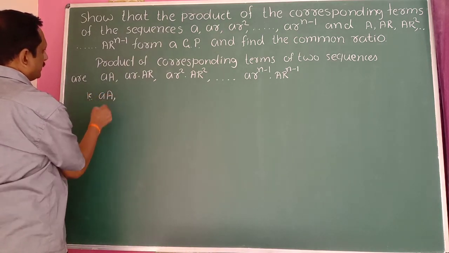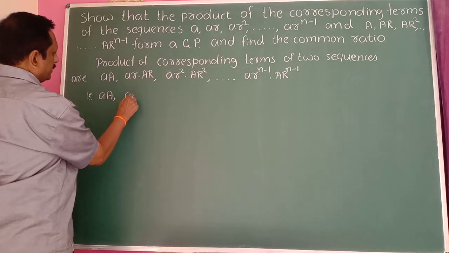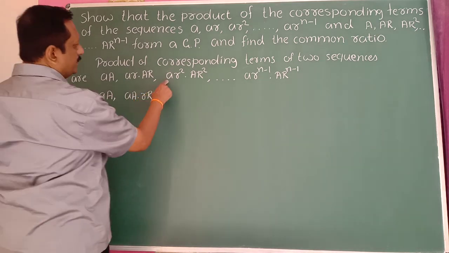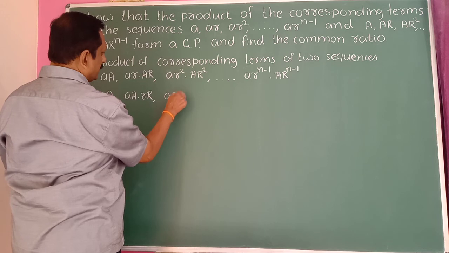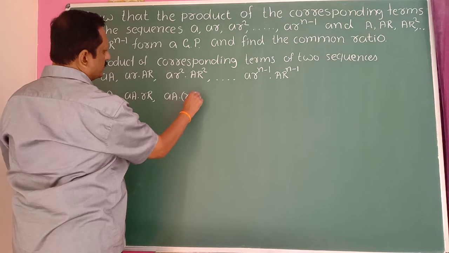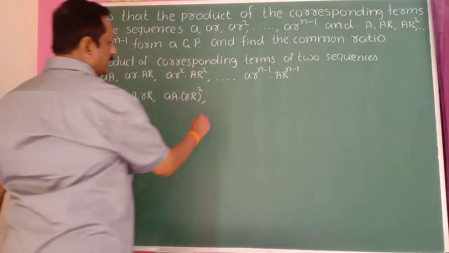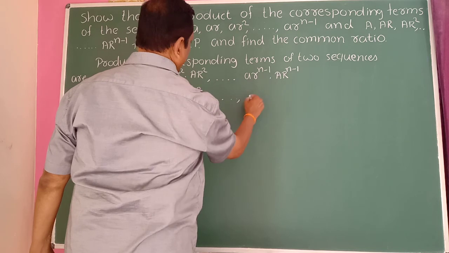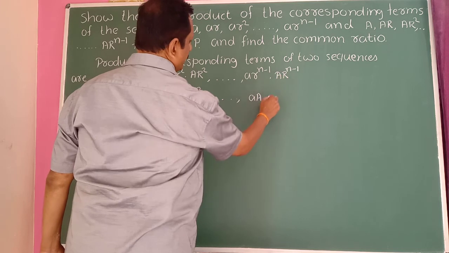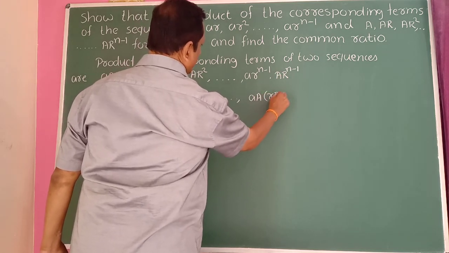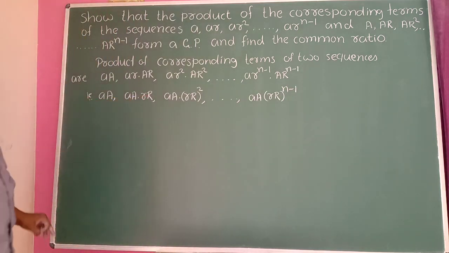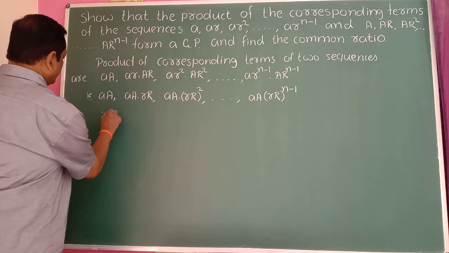So therefore, that is A into A, R into R, A into A, R square into capital R square. So R in whole square here. And solve. A into A, R to the n minus 1, R to the n minus 1 here. So R into R raised to n minus 1 here. Then obviously this is GP here. So therefore the terms are in GP.